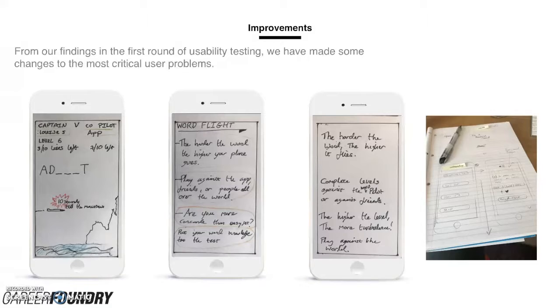That takes you on to the next one. One of the other usability problems that was highlighted was that nobody really understood what the app was about. So we were going to have these overlays for first-time users that would pop up and just say this does this and this does that. So the harder the word, the higher your plane goes. It's just explanatory, and also that would disappear for second-time users.